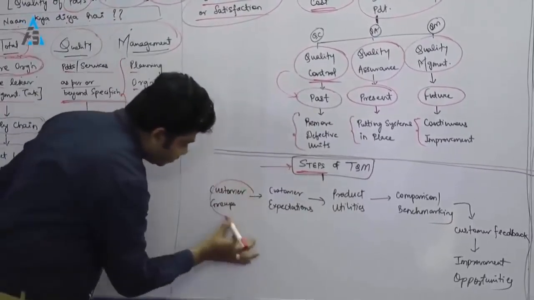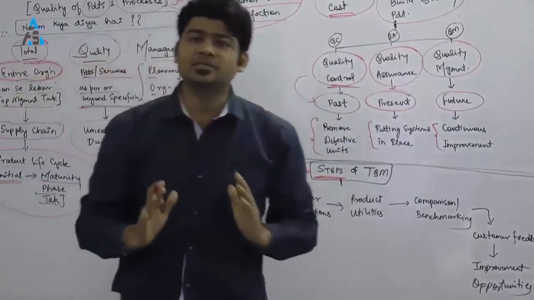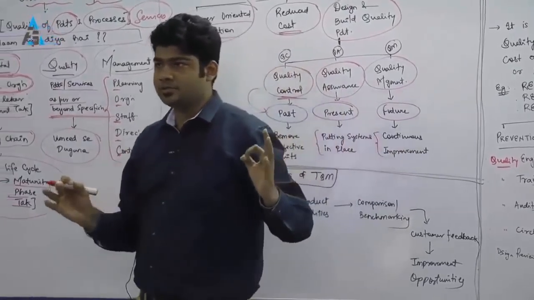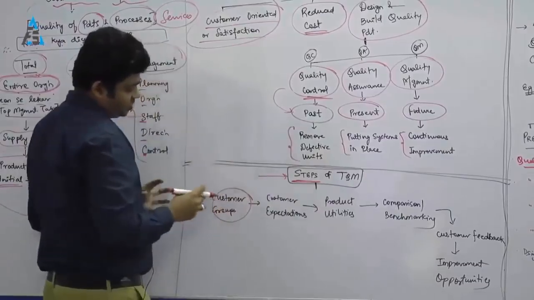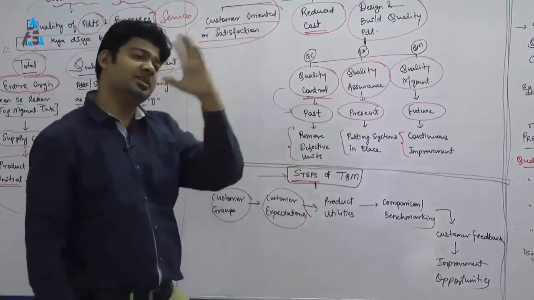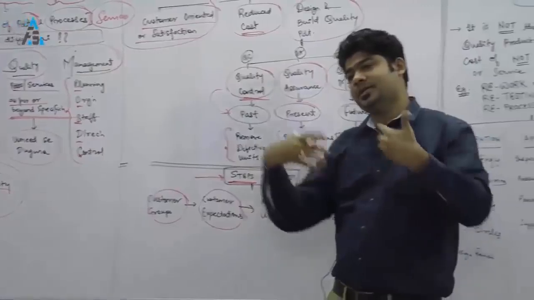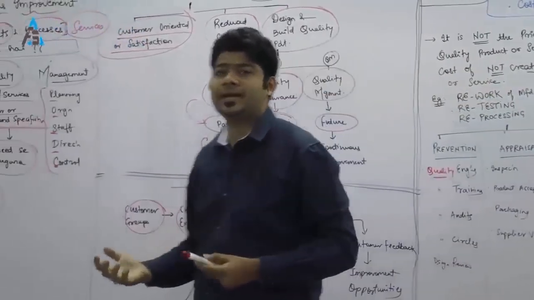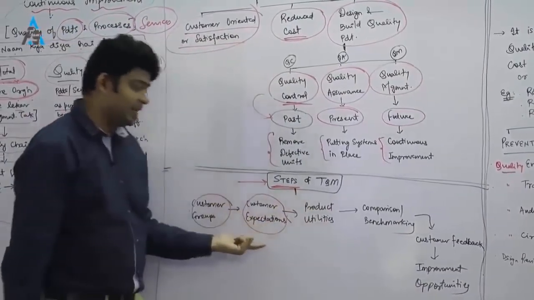First, form customer groups. You will have to figure out who your customers are. You should know, as a businessman, who my customer is. So first you will have to find out who your customers are and group them. So there you will have customer groups. Find out what exactly the customer expectations are. What is he expecting from the product? At least you should know that, because if you make a product and the customer is not happy with what you have given, then it will not make any sense. Okay? So customer groups, customer expectations.